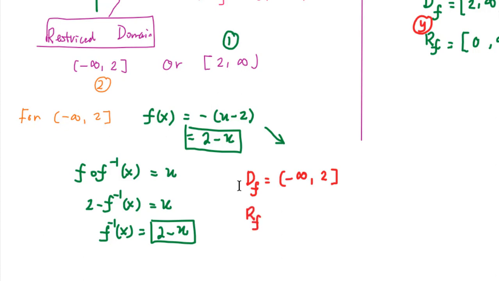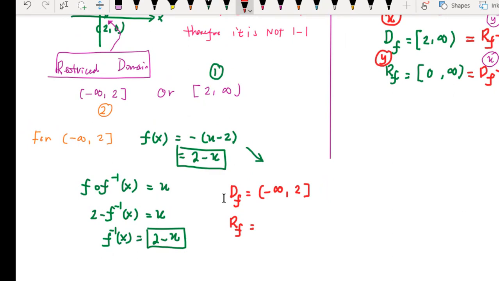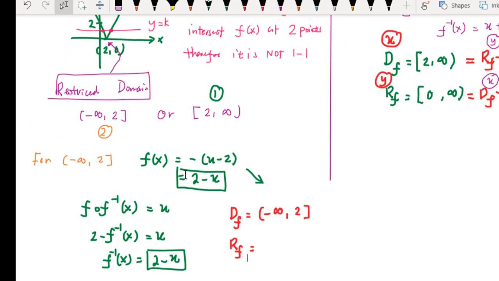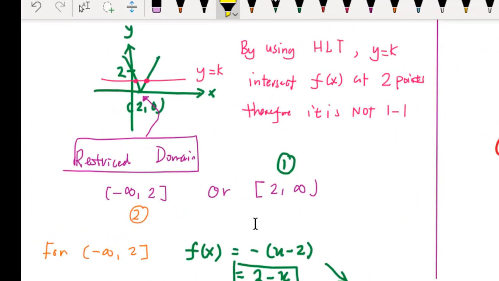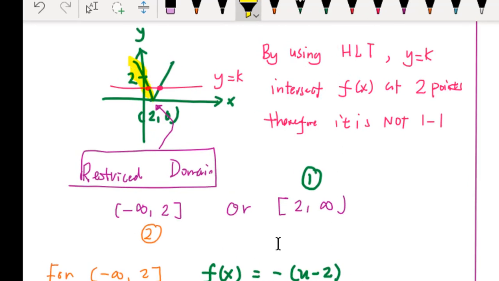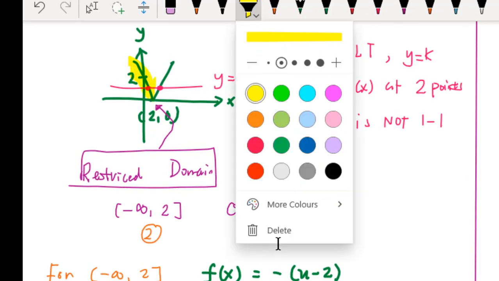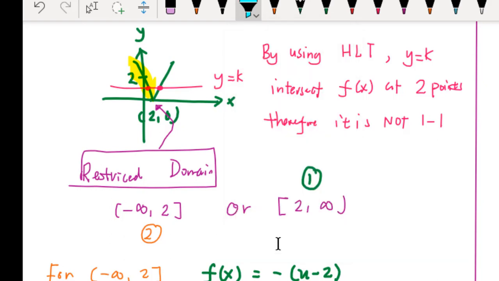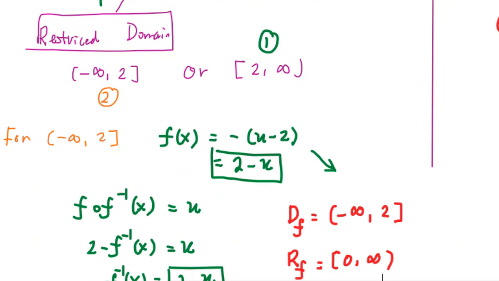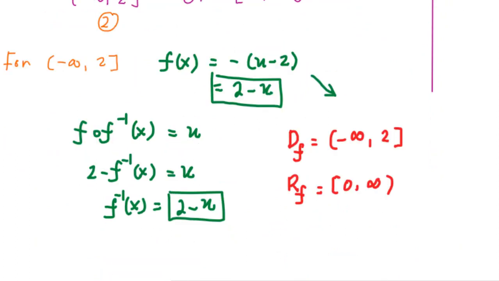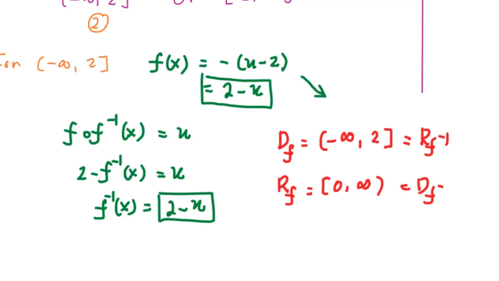And the range, as we know from the graph of 2 minus x, look back again at the diagram. This part is the yellow one, and the other part is the x greater than 2. So from here, the range obviously is still from 0 to infinity. It is not below the x-axis. This is the range of the inverse, and this is the domain of the inverse.